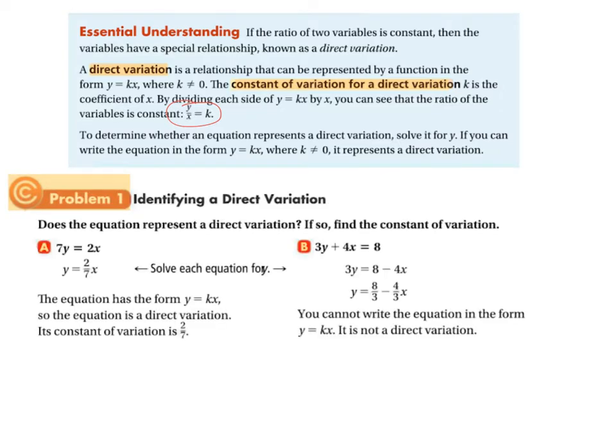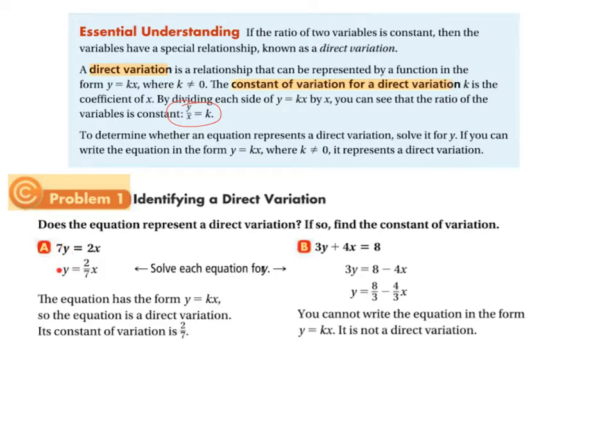Okay, so here's a problem. Does it represent a direct variation situation? Well, the first thing we could do is rewrite this equation in this form, y equals something x. And in this case, what we're doing here is dividing both sides by 7. That's what is in front of y.